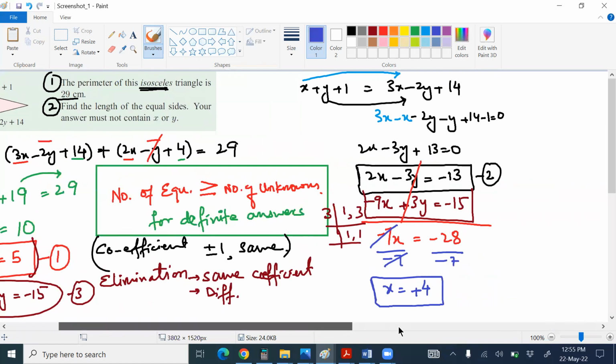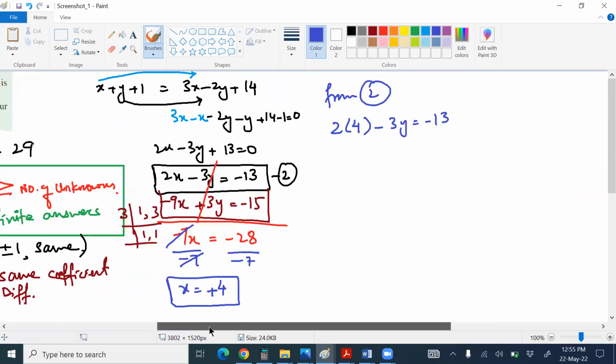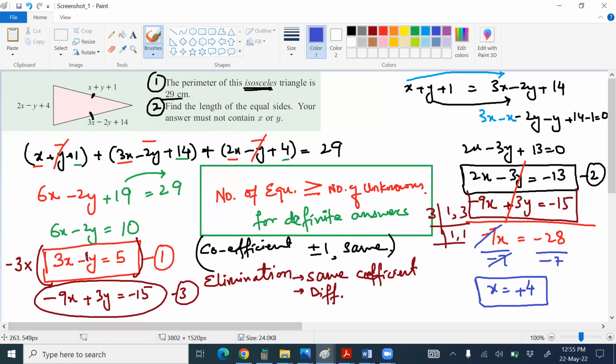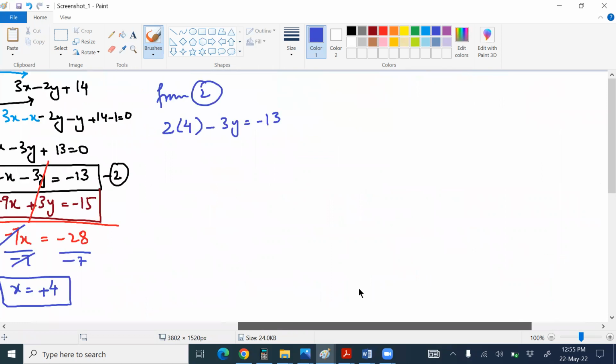Now that you got the value of x, you can use any of the equations. Let's say I'm going to use equation number 2. So from equation number 2, I'll plug in the x value, which is 4. So 2 times 4 minus 3y equals to -13. You can choose any of the equations. Definitely equation number 1 that we had was a better option in terms of lesser working, because I see the coefficient is just -1. Anyways, let's say we have chosen this equation.